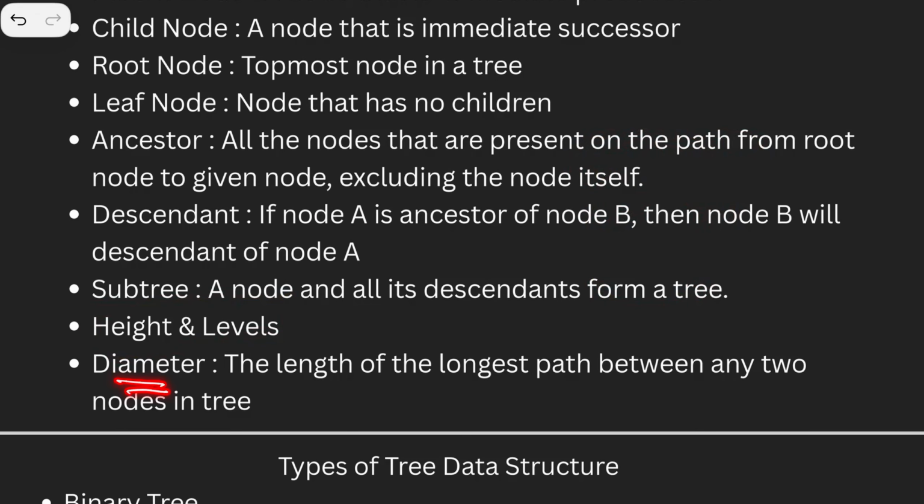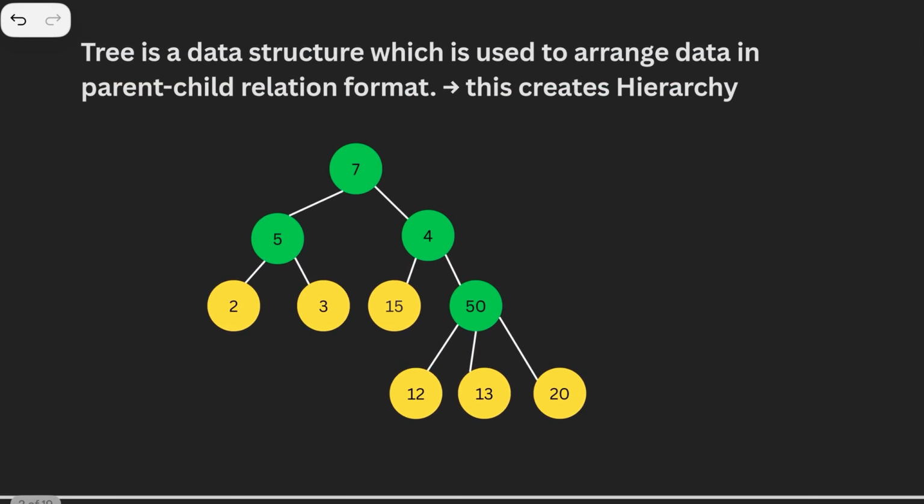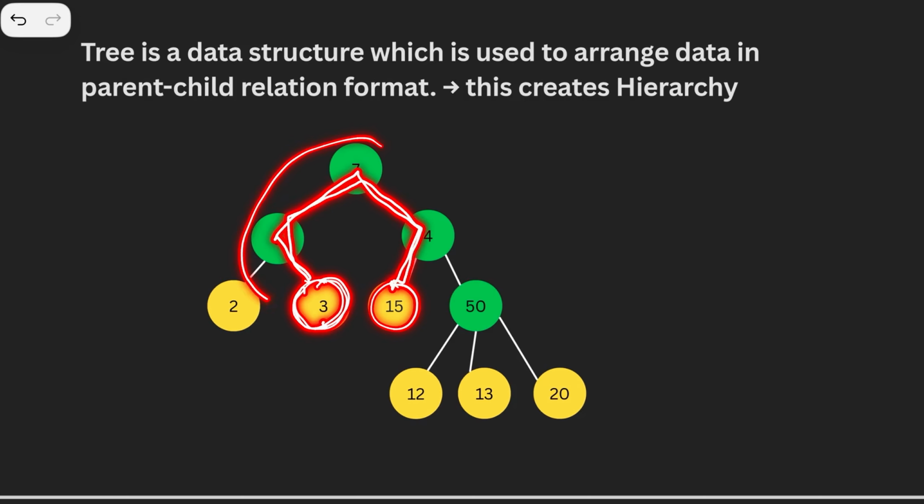What is the diameter of the tree? Well, it's the length of the longest path between any two nodes in a tree. See, you select this node 3 and 15. What is the path between these two nodes? Well, you need to travel 1 edge, 2 edges, 3 and then 4. So the total number of nodes that you are going to visit traveling from 3 to 15 is going to be 5, right? You start from here, you visit 5, then you visit 7, then you visit 4, then you visit 15. So in total you are traveling 5 nodes.